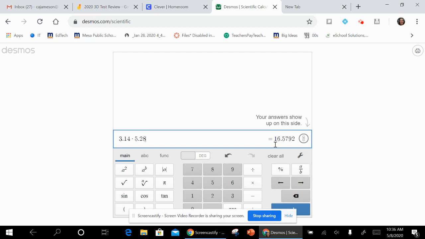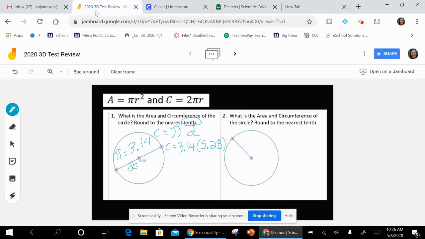We get 16.57. Okay, so we are going to round it. Since we're rounding to the first decimal place, which I think of as the dimes place, we round that up to 16.6. Everybody see that's 5, 7, and we round that up to 16 and 6/10. And that is our answer for that one.